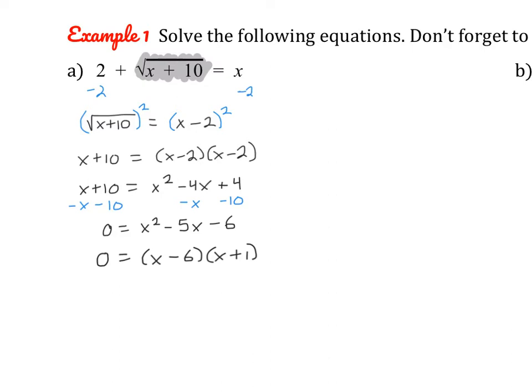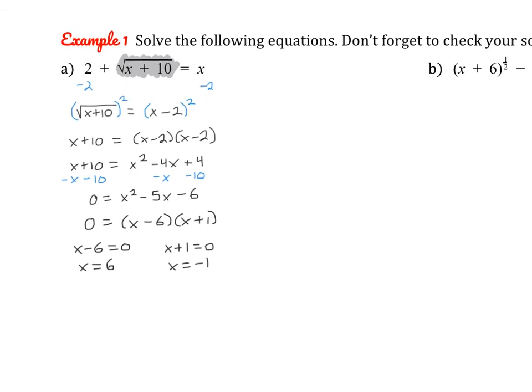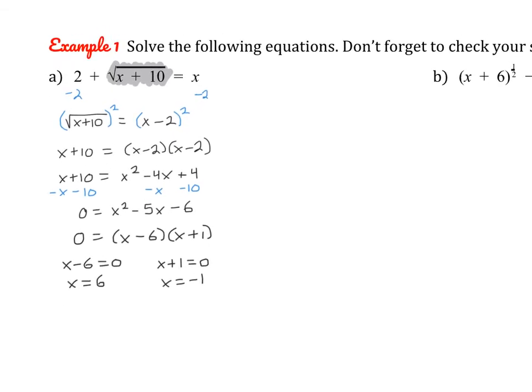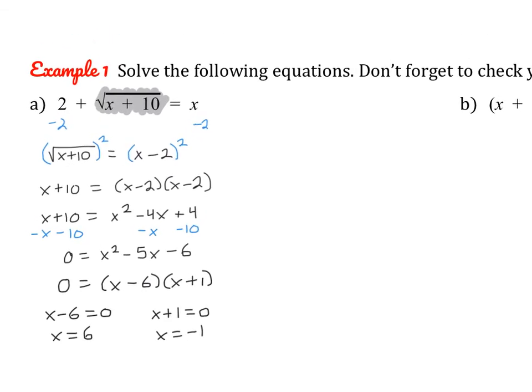So this gives us 2 solutions. So when we do zero product property, we get x minus 6 equals 0, so x equals positive 6. And we get x plus 1 equals 0, which gives us x equals negative 1. But remember, we might have what's called the extraneous solution. So we do need to check our answers.